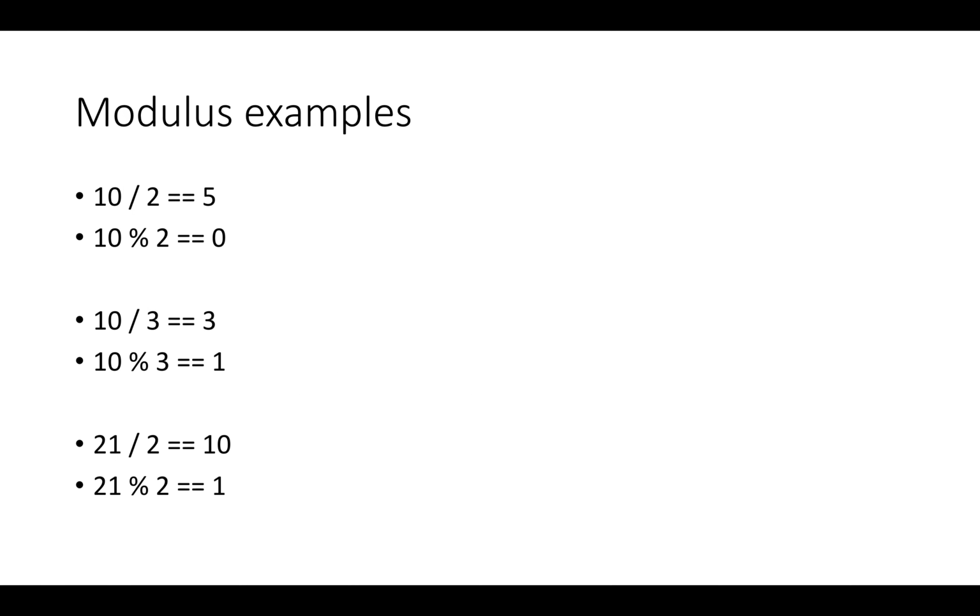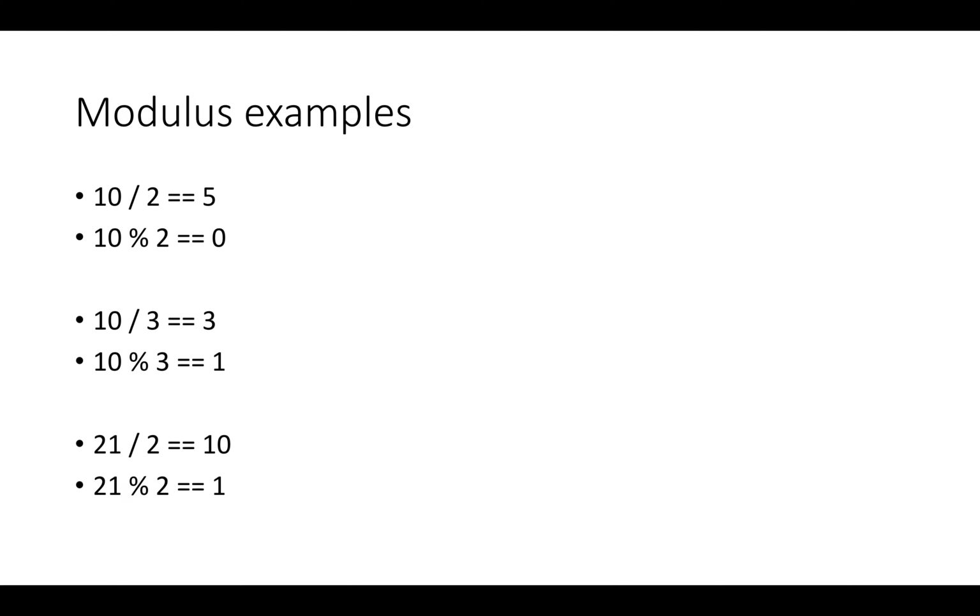So some examples of the modulus operator. Taking 10 divided by 2 is going to perfectly divide into 5. So there's no remainder, so 10 mod 2 is 0. However, when we take 10 divided by 3, that equates to something like 3 1/3. So what's going to happen here is the integer division is going to result in 3, because remember, when we're dividing integers, we drop any remainder. But when we mod 10 by 3, we have a remainder of 1.